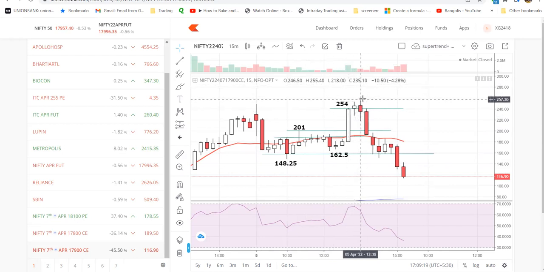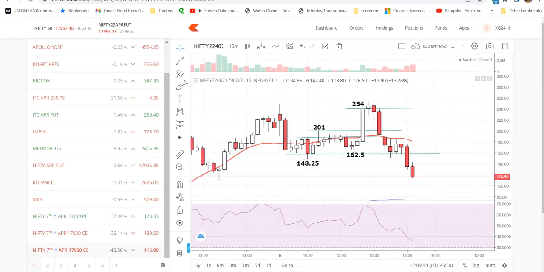And here you could have sold the same call option around 252, you could have cashed in. It went up to 160. 252 to 116, almost 100 points, more than that. So this is how you can enter exactly.